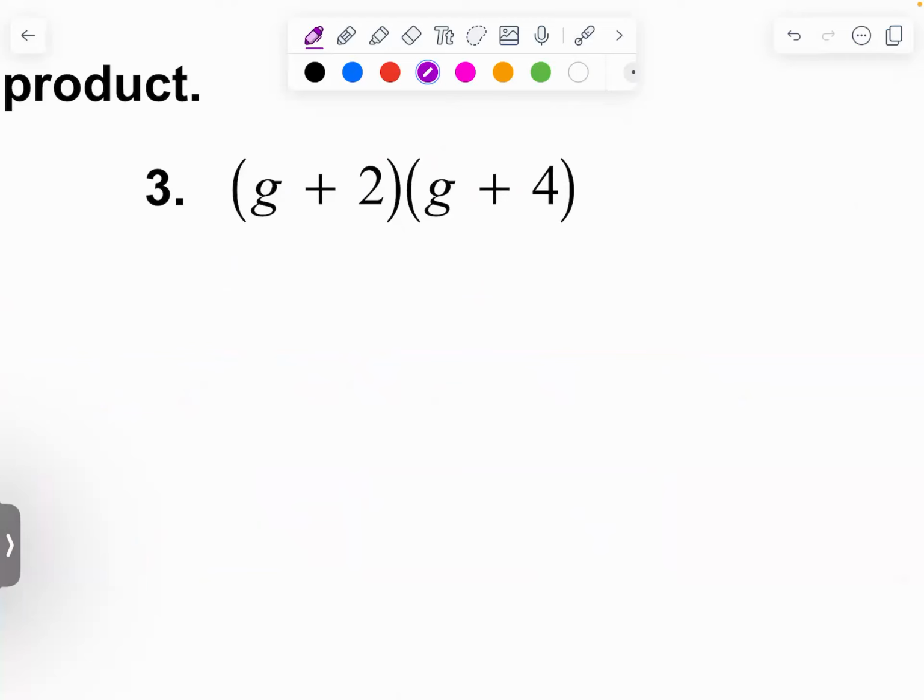You try number 3. See if you and your elbow partner can get the same answer. I have G times G for the first one. Probably G squared, actually. Wait, shoot, I did it wrong.